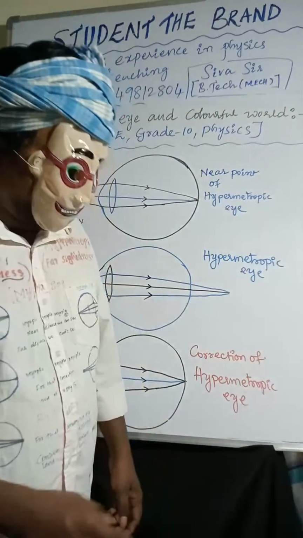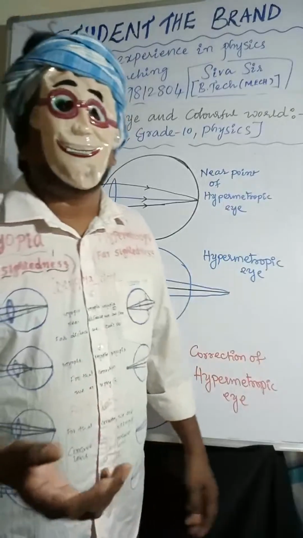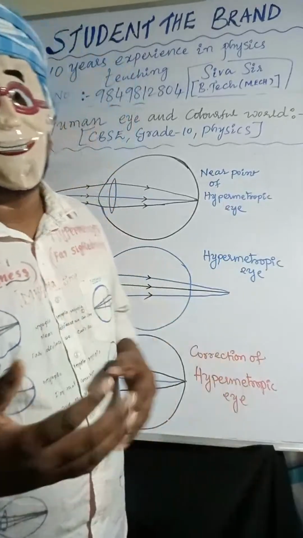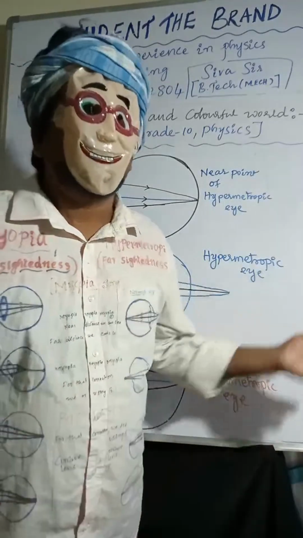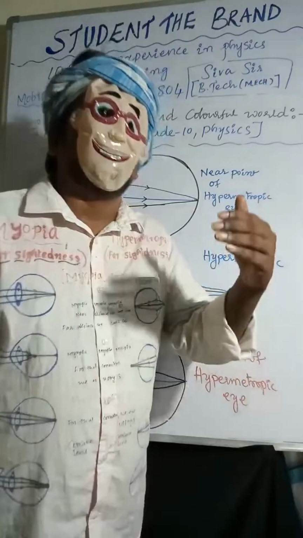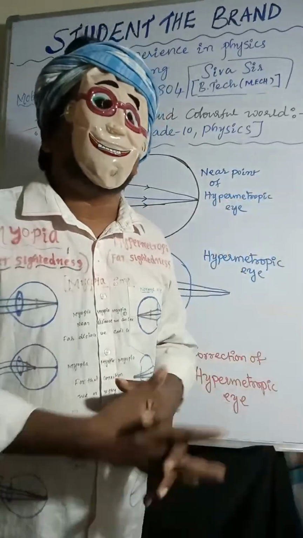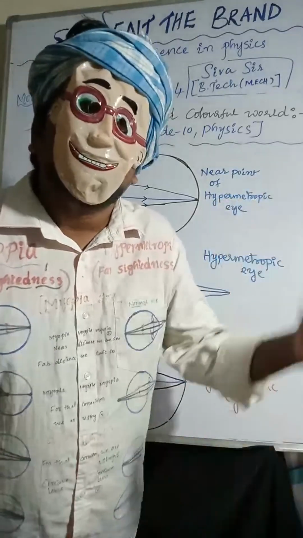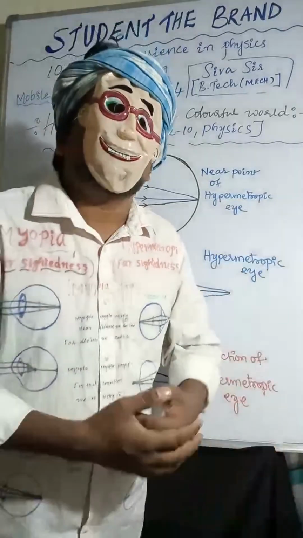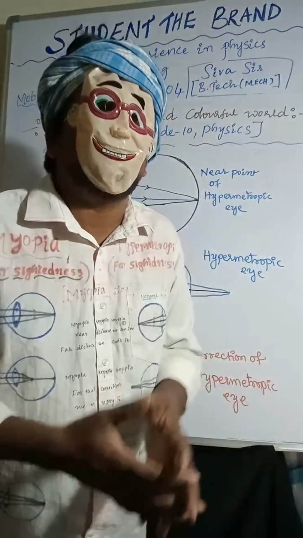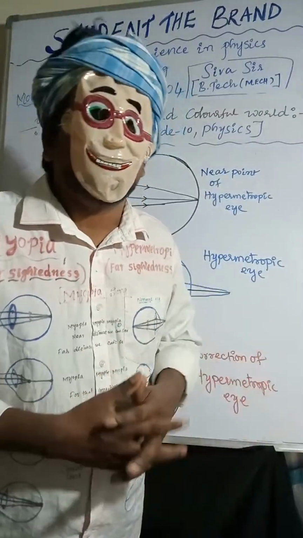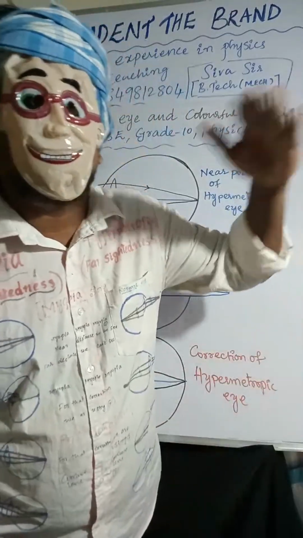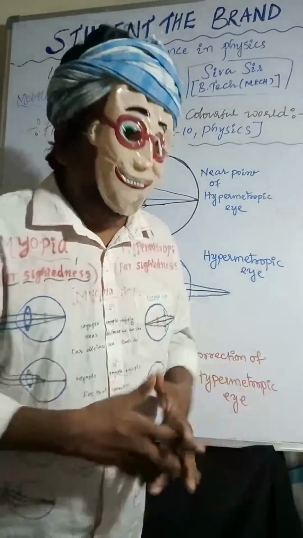Next one, presbyopia. Presbyopia is nothing but the person who has both myopia and hypermetropia. The person can't see near distance as well as far distance. For the correction of presbyopia, we are using a bifocal lens. A bifocal lens is nothing but the upper portion is a concave lens and the lower portion is convex.